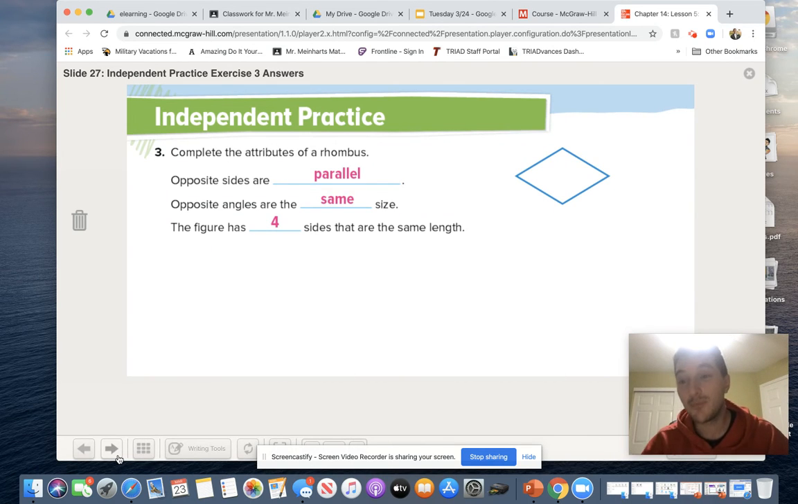Boom. Opposite sides are parallel. Opposite angles are the same size. The figure has 4 sides that are the same length.